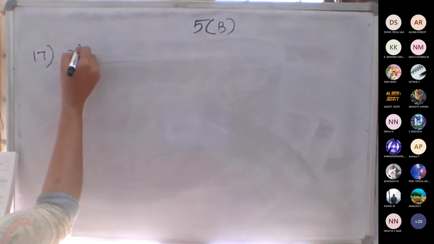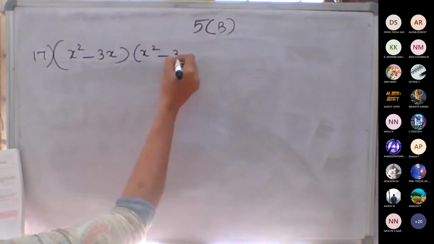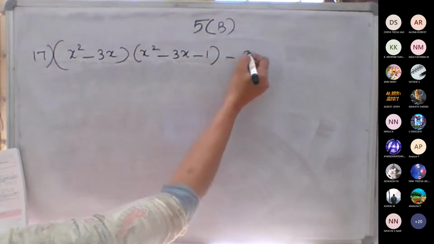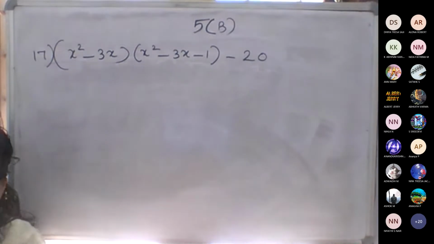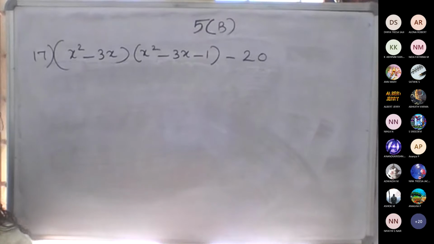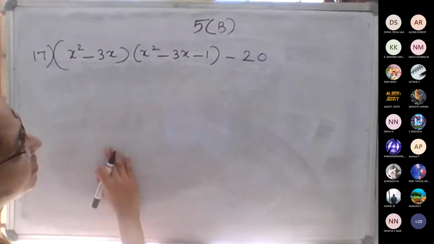Factorize x square minus 3x into x square minus 3x minus 1 minus 20. x square minus 3x into x square minus 3x minus 1. What can we do? Can we feel any similarity in that question or not? Check it. Are any two the same? Can we substitute any? x square minus 3x, here also x square minus 3x.